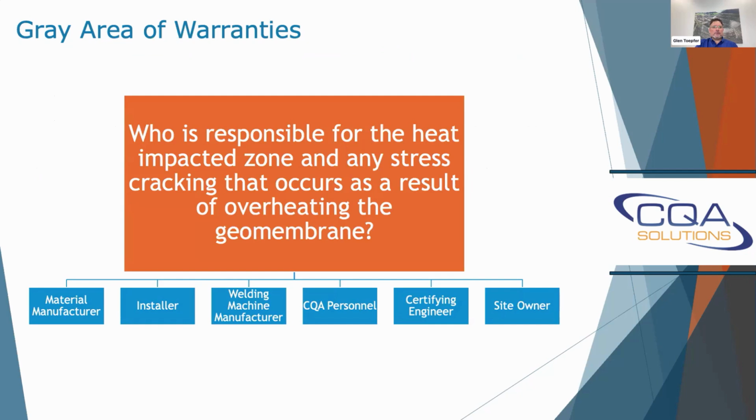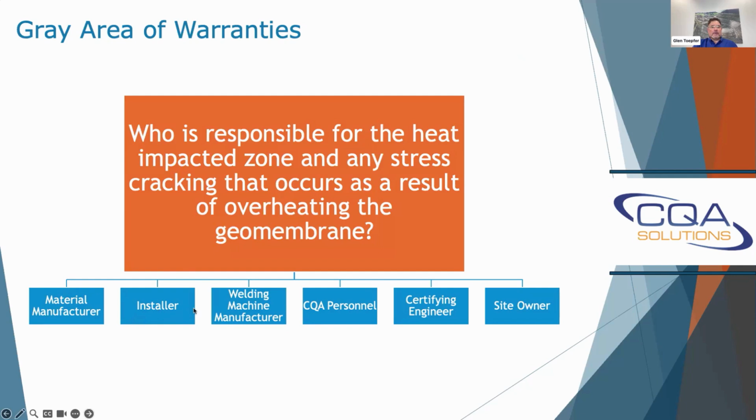That's where it kind of gets into a gray area of warranties here. Who is going to be responsible for the heat impacted zone and any stress cracking that occurs as a result of the geomembrane overheating? Is it going to be the material manufacturer? Is it going to be the installer? As soon as the installer does anything to start assembling that seam, to weld that seam together or join it, the material manufacturer is going to say that's on the installer.